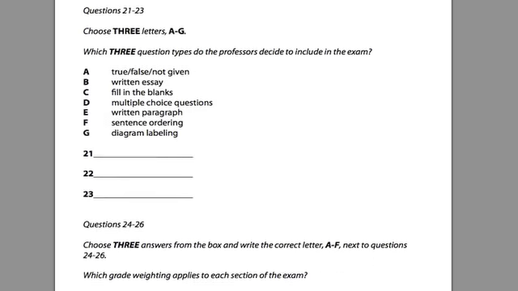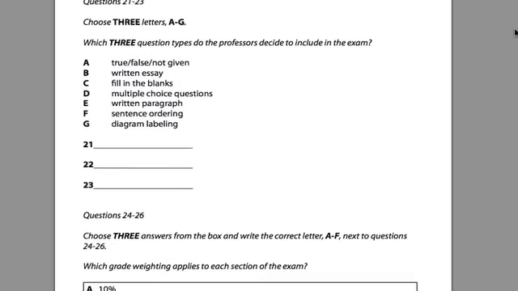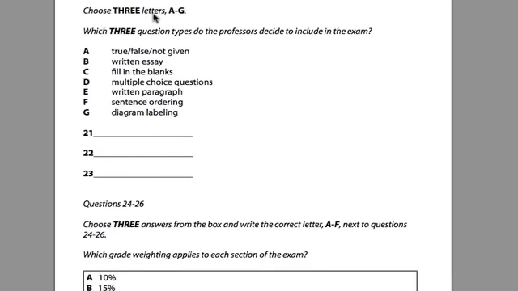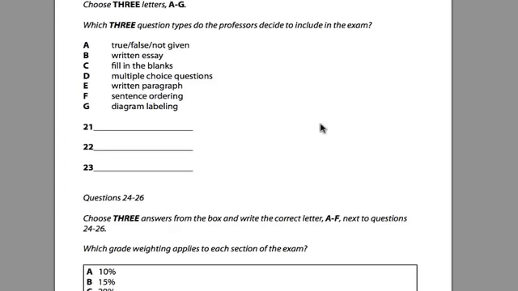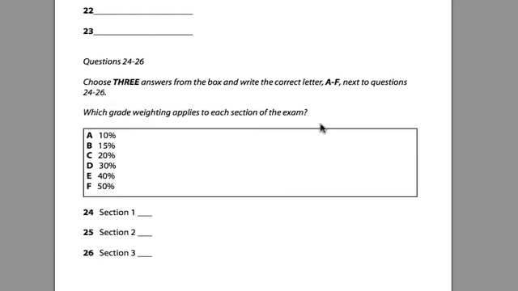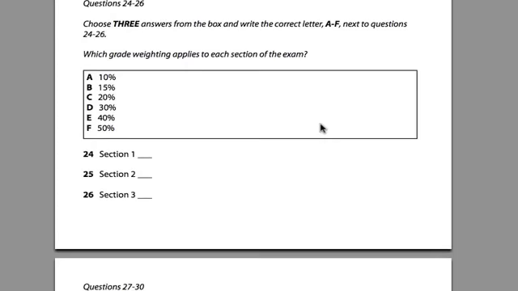Okay, so we're going to go ahead to section 3 instead of reviewing our answers. We're choosing 3 letters, A to G. Which 3 question types do the professors decide to include in the exam? We know this is a dialogue, academic in nature. Okay, true, false, not given, written essay, fill in the blanks, multiple choice questions. Okay, likely this is going to be matching vocabulary to what we hear. Let's see, questions 24 to 26.